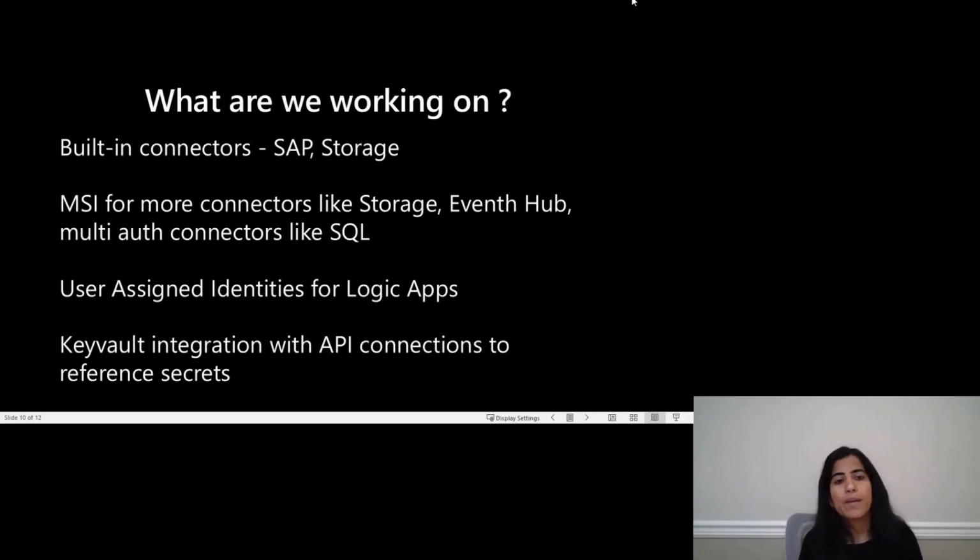When it comes to API connections, today when you use API connections and authenticate, you need to provide credentials in the connection itself. This means that every time the credentials are updated, the connections need to be redeployed. We plan to integrate Key Vault with API connections so that you can provide your credentials to the API connections through Key Vault reference. This will enable you to centralize the management of your secrets as well as simplify DevOps for API connections.